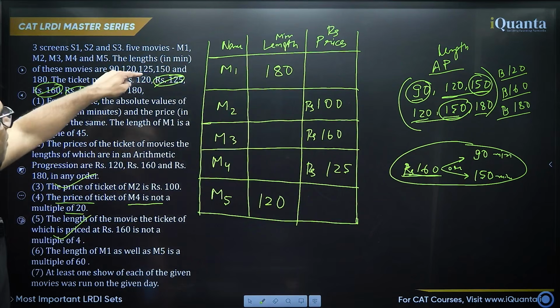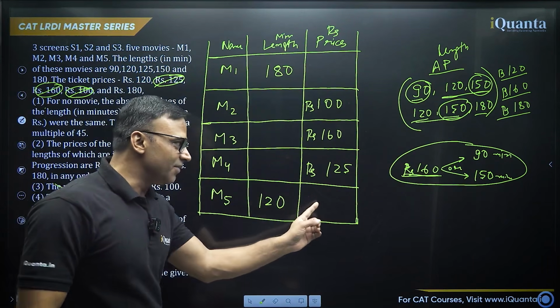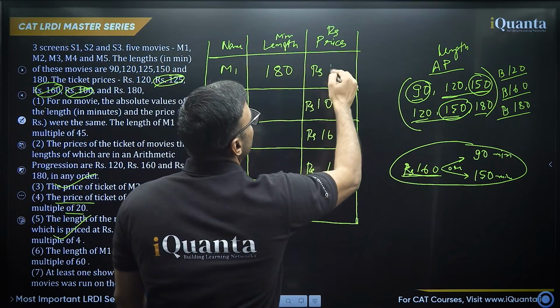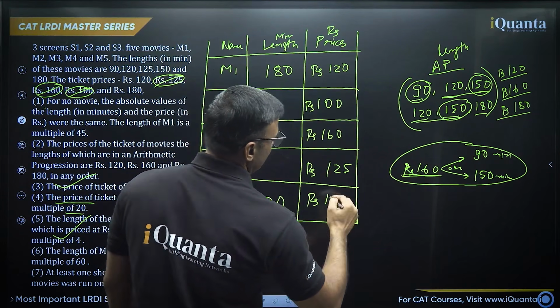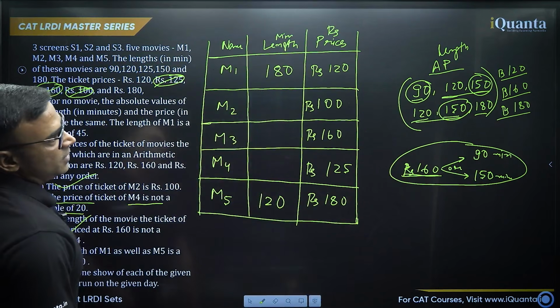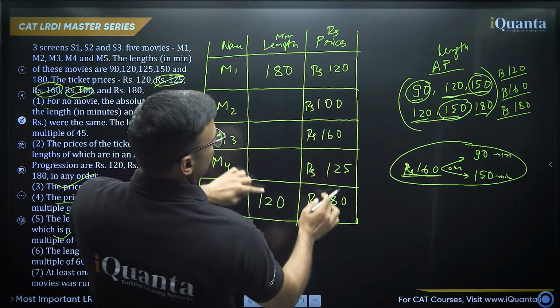We are left with only 120 rupees and 180 rupees. Here we have 120 minutes, so this cannot be 120 rupees. So 120 rupees here. Wow. 180 rupees is here. Then only it is going to match. So 120 and 180 is with 180 and 120.